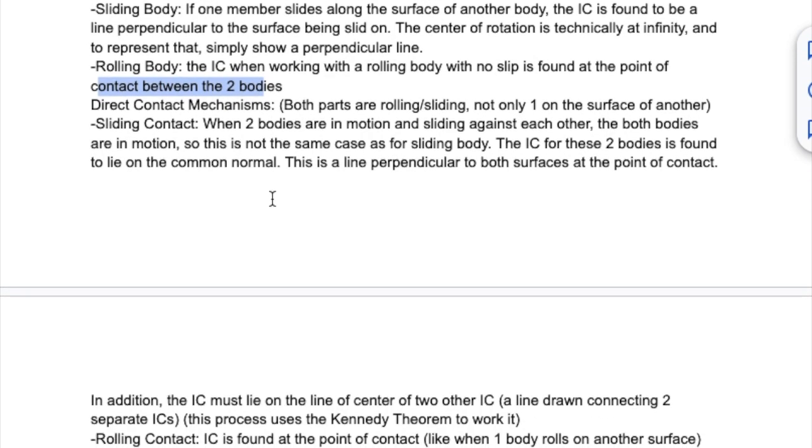Direct contact mechanisms. In these situations, you're looking at instant centers where two bodies are moving. So it's not like earlier sliding and rolling. It's a little confusing with the name because it's sliding contact and sliding body. There's only one member of the two in contact that is sliding. And here, only one member of the two is rolling. In direct contact mechanisms, you see both parts are rolling or sliding, not only one on the surface of another.